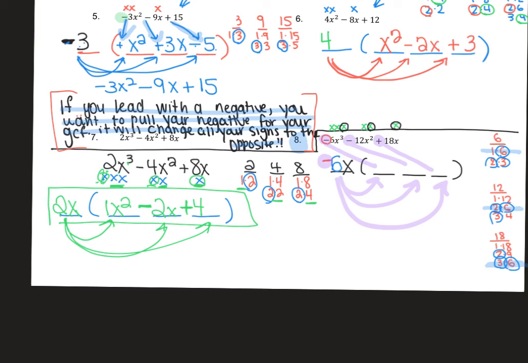All right, so negative 6x, I want to multiply to get negative 6x to the third. So negative 6x times what will get me negative 6x to the third? Well, it's going to be positive. 6 times what gets me 6? That's going to be 1. And x times what gets me x to the third? Here it is. X to the second.